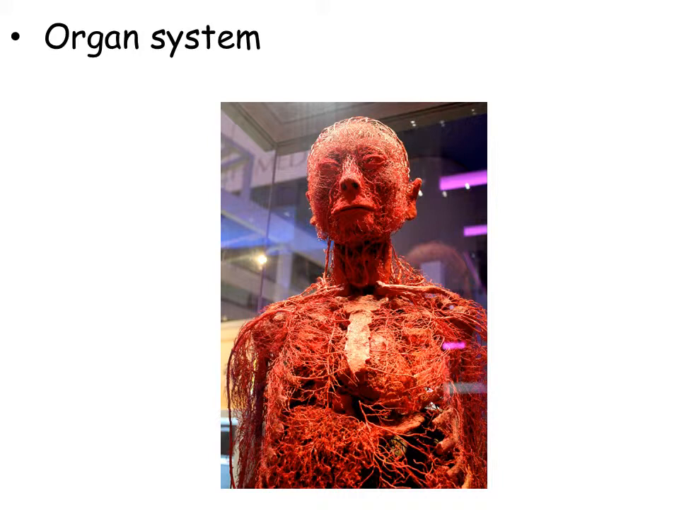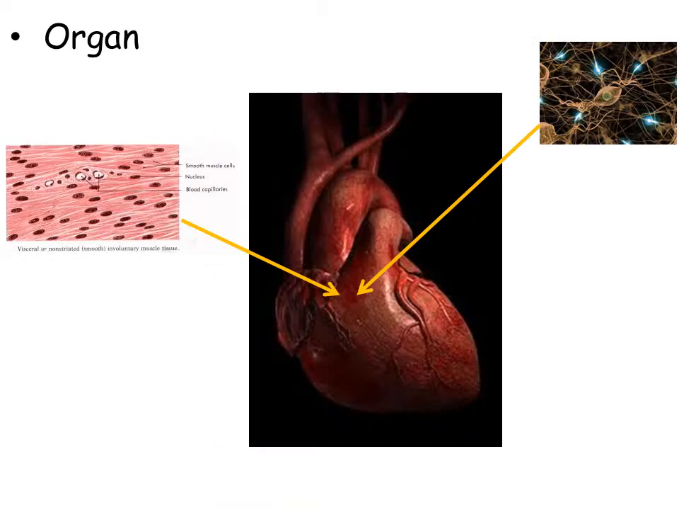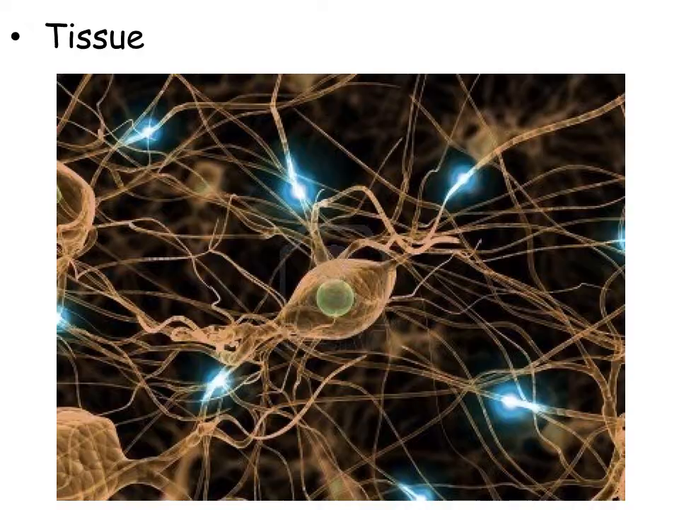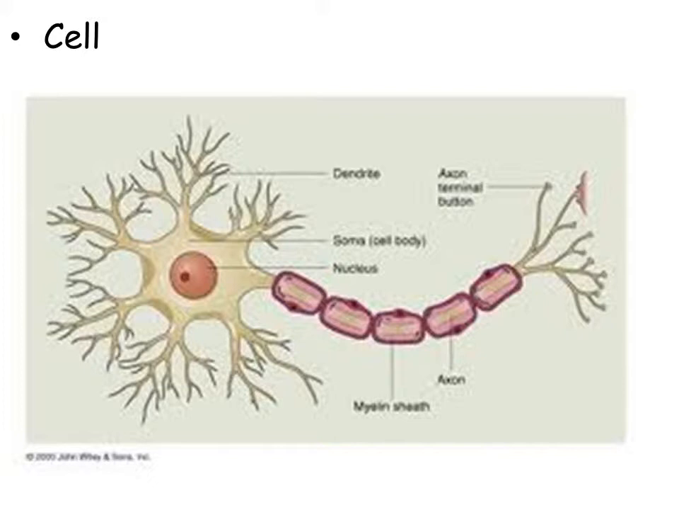An organism is made up of a series of organ systems, like the digestive system and the circulatory system, and they all work together. Organ systems are in turn made up of organs. Organs are made up of several different types of tissue. And tissues themselves are made up of several different types of cells working together. Here's a picture of a nerve cell.